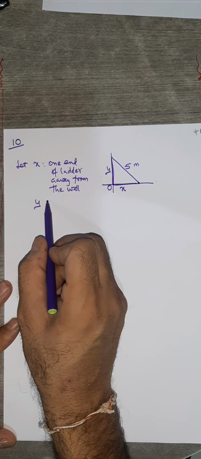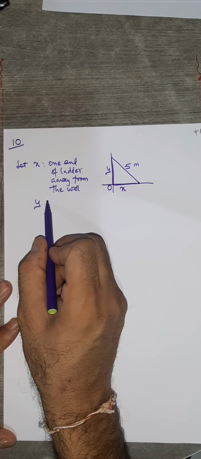Okay. How fast its height? That is the change in Y you want. That's the question. So you want dy by dt. When the foot of the ladder, that is this, on the ground is 4 meters away from the wall. So when here X is 4, that's given to you.